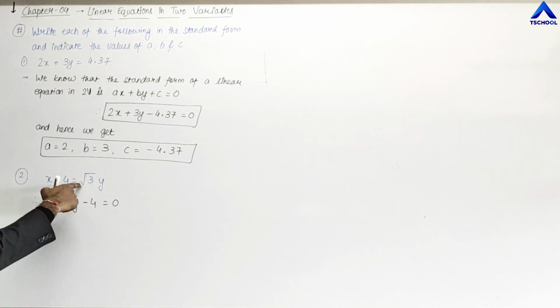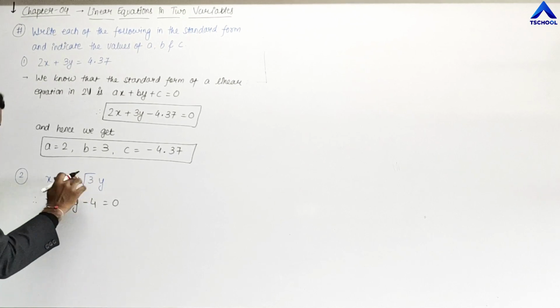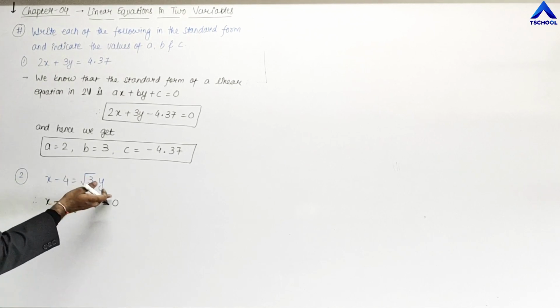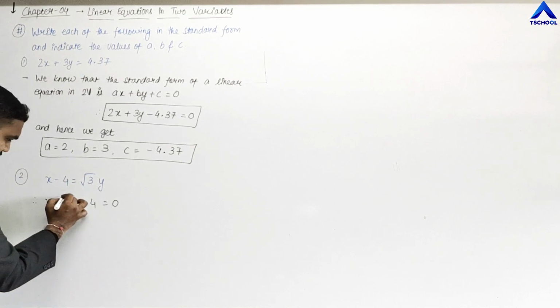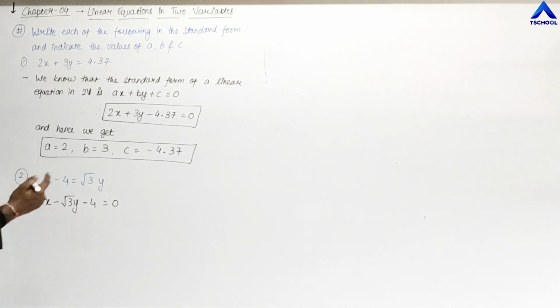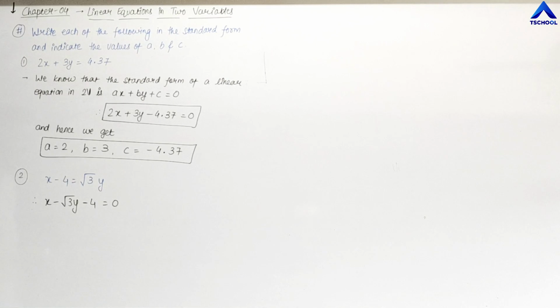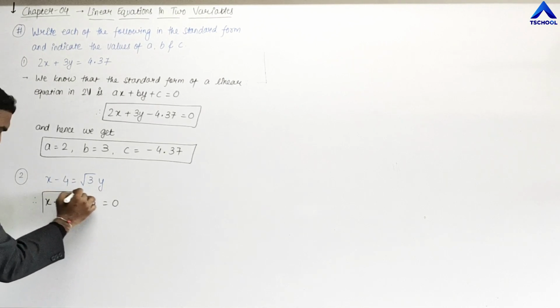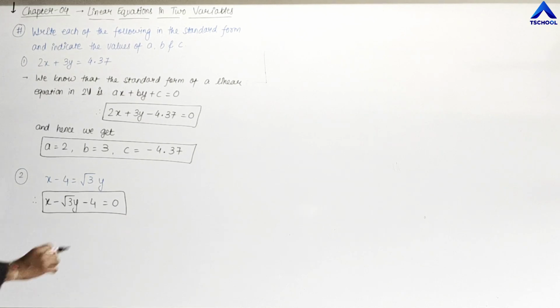Right? Here this root 3y is plus, here the sign is plus. So if I take this root 3y from the right side to the left side, that will become minus. So friends, what we are going to do is, we are going to take that root 3y from the right side, that means after equal to before equal to. So that becomes minus. Hence this is our standard form, x minus root 3y minus 4 equal to 0.